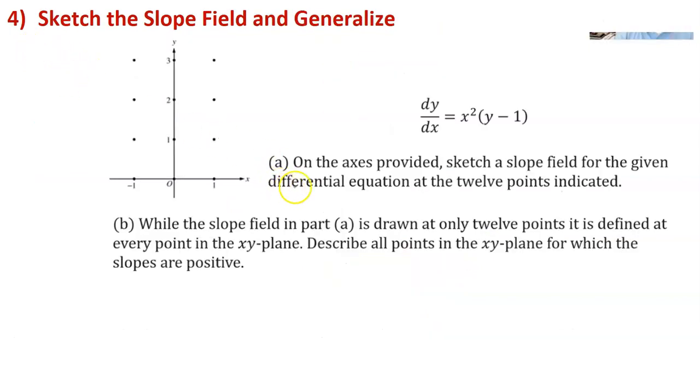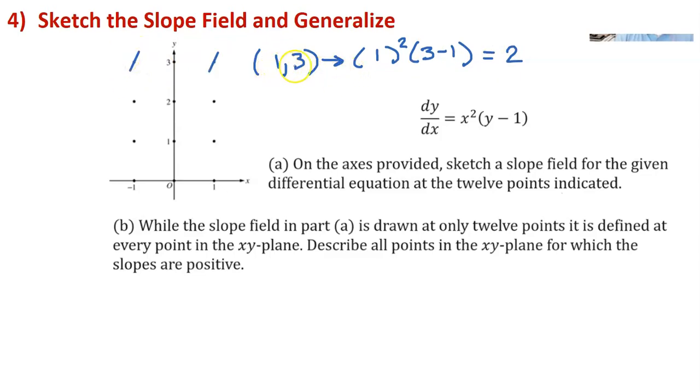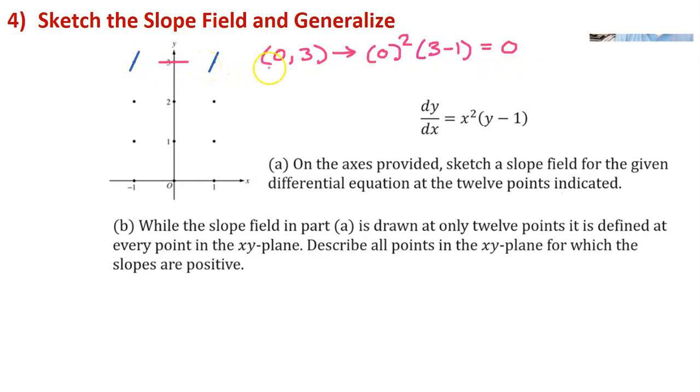Number 4, Part A. On the axes provided, sketch a slope field for the given differential equation at the 12 points indicated. At the point (-1, 3), the slope is 2. So you should draw an increasing slope that is steeper than a 45-degree angle. The point (1, 3) has the exact same slope, so it should look the same. At the point (0, 3), the slope is 0, so we should see a horizontal segment. And in fact, all of the points that have an x value of 0 will have a slope of 0.